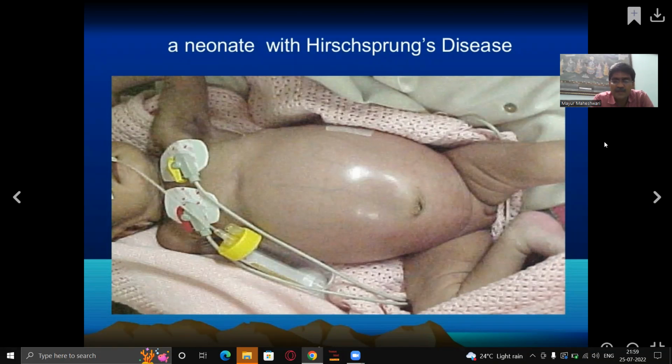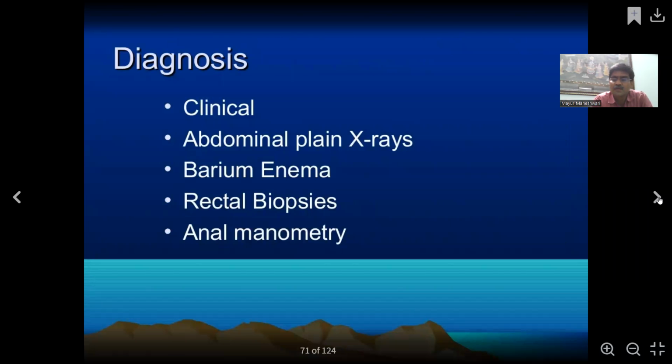So this is a clinical picture of a neonate with Hirschsprung's disease. You can see a tense, shiny abdomen, and you can see the visible loops also seen on the abdominal wall. So diagnosis can be clinical, or plain abdominal X-rays are to be done. Then the diagnostic modalities of more significance are barium enema.